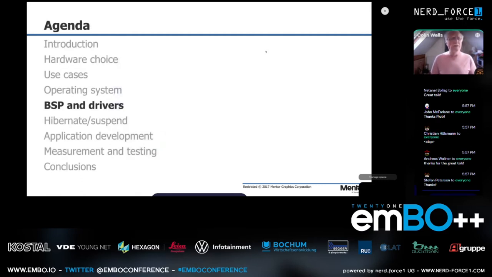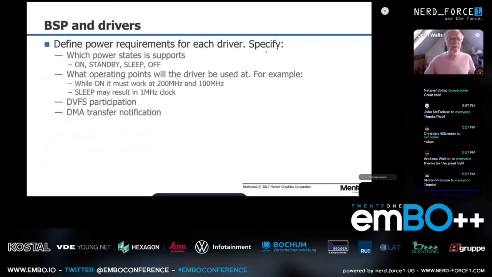So we move through the operating system when we think about board support package and drivers. We need to define the power requirements for each driver. We need to specify what power states it will support. So typically on, and then standby and sleep. So different modes of going to sleep and having the hardware off, of course, as well.